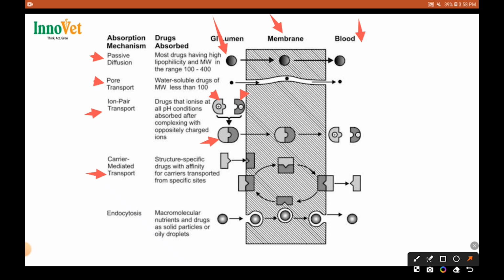Another mechanism is carrier mediated transport, which simply is our facilitated diffusion, where the drugs involved are structure specific drugs with affinity for carriers transported from specific sites. We can see this drug molecule being structure specific to the carrier molecule. When it binds to the carrier molecule, it will translocate it across the membrane into the bloodstream. Then lastly, we have endocytosis, whereby macromolecular nutrients and drugs as solid particles or oily droplets are taken up.